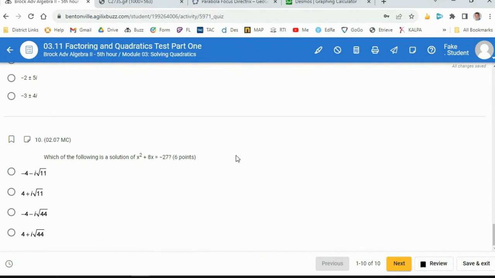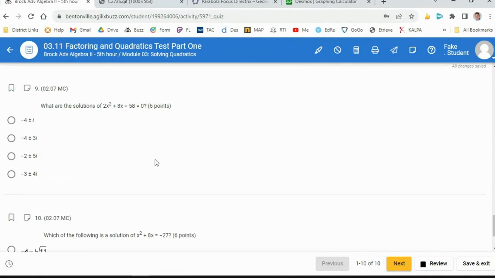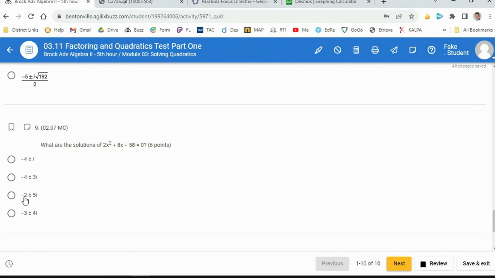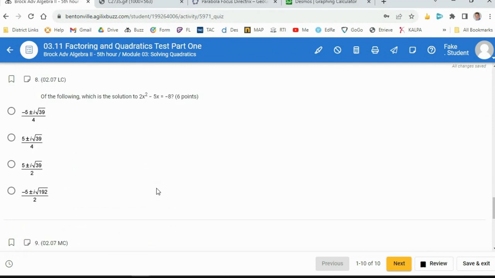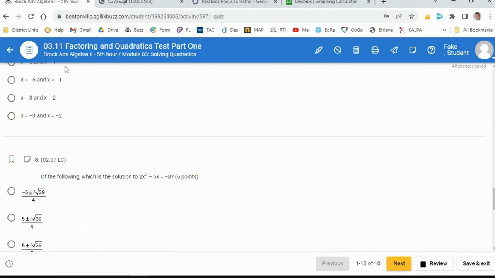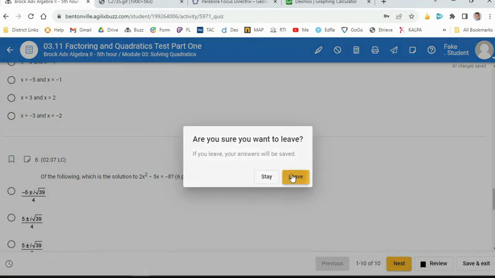10 questions. Which of the following is the solution of this? And looking at that, since it's a complicated solution, you probably have to use the quadratic formula, which means you need to set this equal to 0. Set it equal to 0, find out what your A, B, and C are. Use the quadratic formula. This one probably too. It's already set equal to 0, though, so that one's easier. But there it is. You have 10 questions, and let's look at part 2.